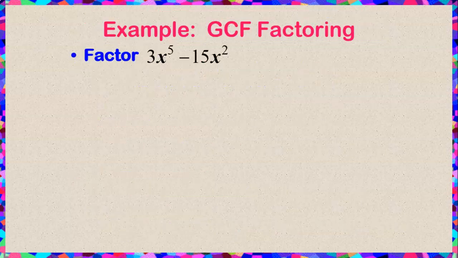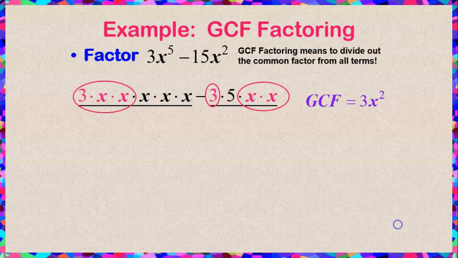So real quickly, refreshing your memory about greatest common factor: that means you've got terms, and it could be 2 terms, 3 terms, 4 terms, but they all have something in common. For just a refresher here, 3x to the 5th means 3xxxxx, and negative 15x squared would be negative 3 times 5 times x times x. So you can clearly see that there's a factor of 3 in each term. There are 2 x's in each term that are similar. We take those out, and that's called the GCF.